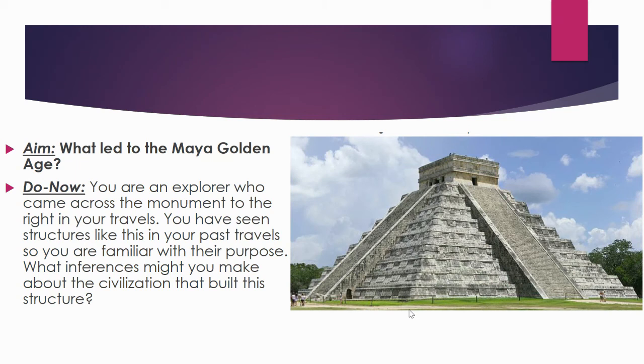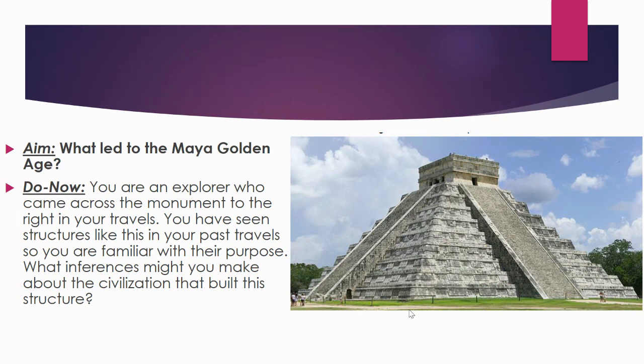So today we'll be examining specifically a society in southern Mexico, the Yucatan Peninsula, and I'll show you a map on the next slide here, and that's the Maya civilization, or the Mayans. I want you just to think about this image I've put here on the right. Think about if you are an explorer who came across this monument, and you've seen structures like this in the past, you're familiar with their purpose, but I want you to make some inferences as to what you might think about the civilization that built this structure.